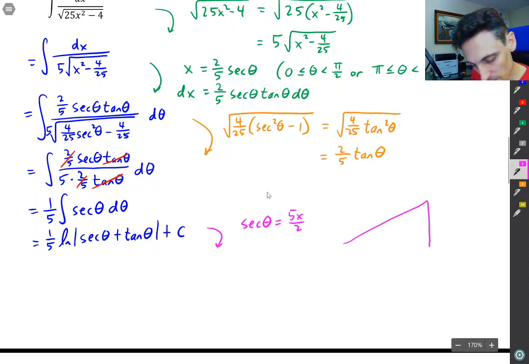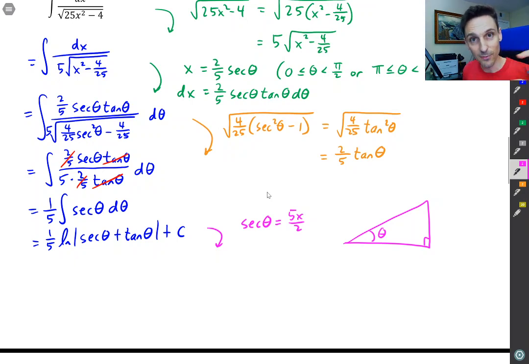Then we can draw a triangle, a right triangle with angle theta. And if secant theta is 5x over 2, this is the reason we put the x up on the top of the fraction, so that we can think about the trig ratio as a fraction. So there's like a top and a bottom. And so secant, remember, was the reciprocal of cosine. So secant had hypotenuse on the top and adjacent on the bottom. So hypotenuse is going to be 5x, adjacent is 2.